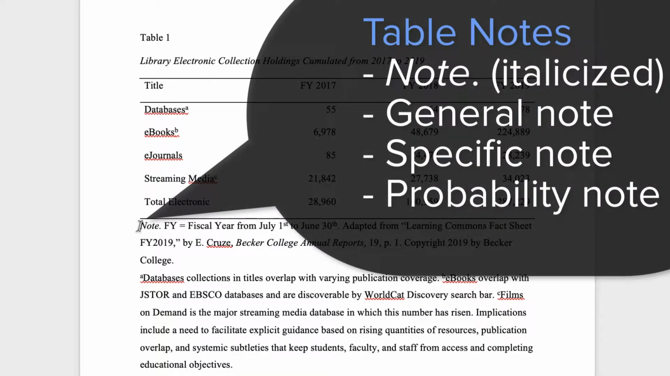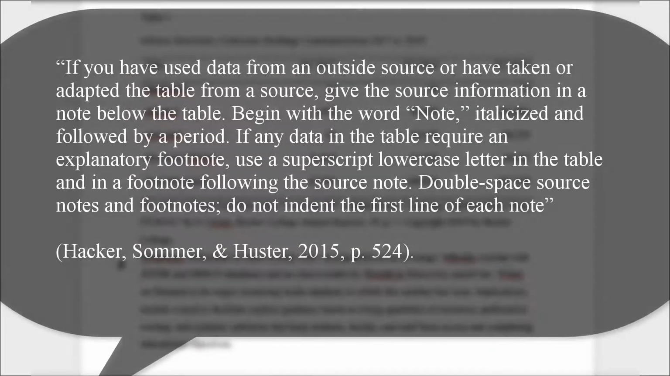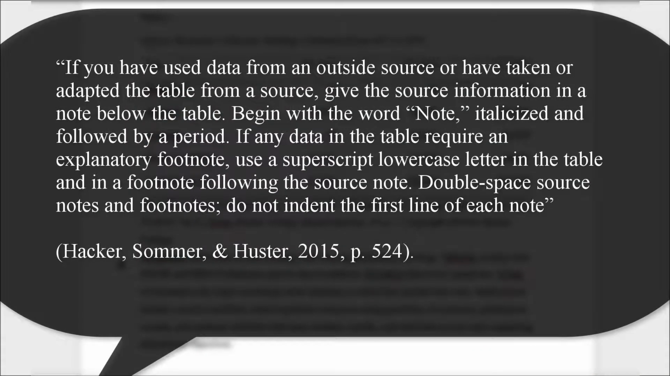After the table data, there are 3 table notes: general, specific, and probability notes. Diana Hacker, in A Writer's Reference, explains the citing of tables very well for students. If you have used data from an outside source or have taken or adapted the table from a source, give the source information in a note below the table. Begin with the word Note, italicized, and followed by a period.